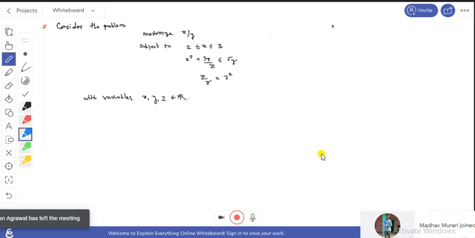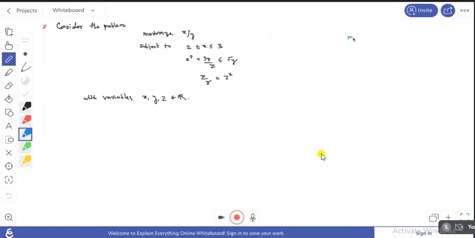Okay, so in a geometric programming problem, our problem is a minimization problem. Here the maximization of x over y is the same as the minimization problem of y over x. So the maximization problem x over y is the same as the minimization problem of y by x. We can write y over x as x to the power minus 1 times y.